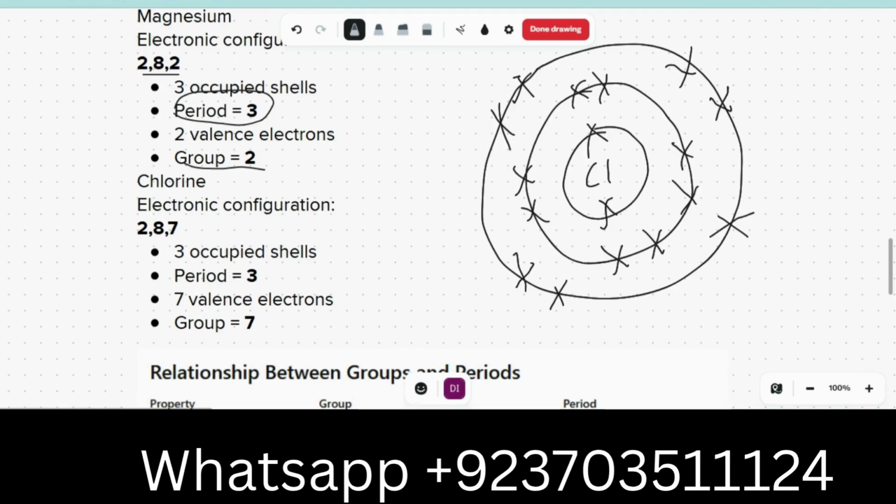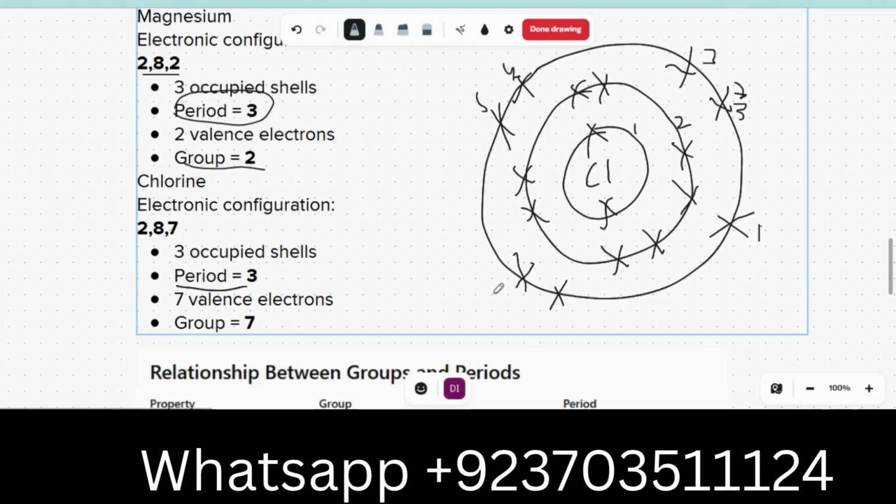Now can you tell me how many shells there are? 1, 2, and 3. So that is period 3. What about the valence electrons? That will determine the group. We have 1, 2, 3, 4, 5, 6, and 7. So that is group 7.